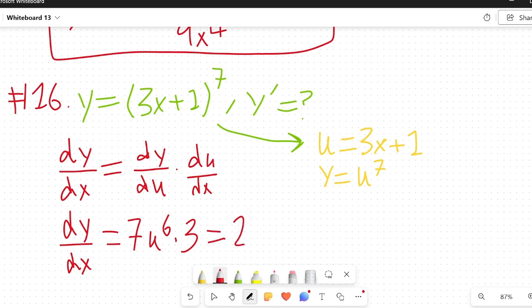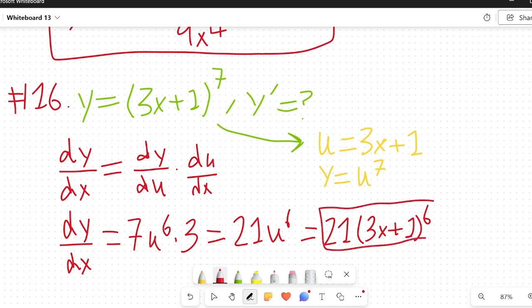And if you look at that, u to the 6th, we want our final answer in terms of x, right? So at this point, all we have to do is plug in for u. So (3x plus 1) to the 6th. And would you look at that? Look what we just did. We solved this derivative. And the trick here is that we substituted some u in for this function in order to be able to easily evaluate this power using the power rule.